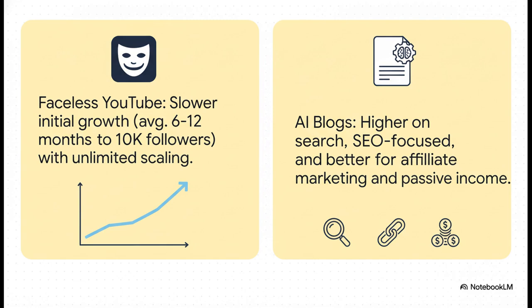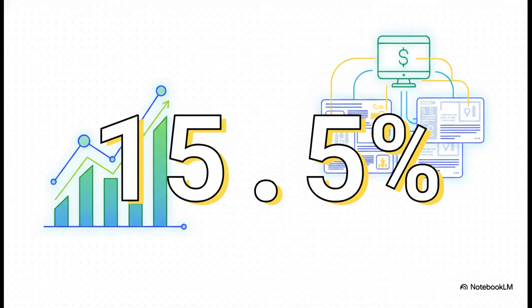Building a faceless YouTube channel is a marathon, not a sprint. You're probably looking at 6 to 12 months just to get traction. AI blogs, on the other hand, can be a faster path to passive income because they tap into search traffic and affiliate marketing.